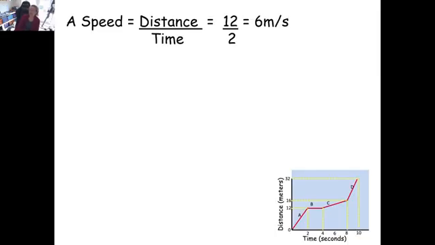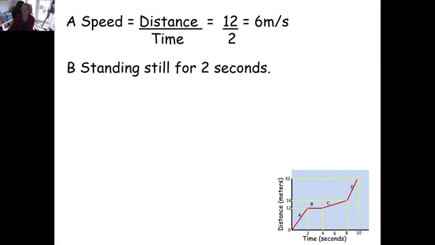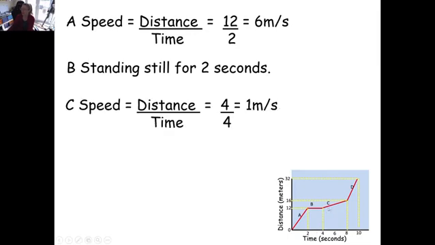Okay, so this is what we should have found. For section A, the distance covered was 12 metres in 2 seconds, so that's a speed of 6 metres per second. At point B, the object was stationary here, and that happened for 2 seconds. And then part C is a little bit more tricky now because we're not starting from 0.